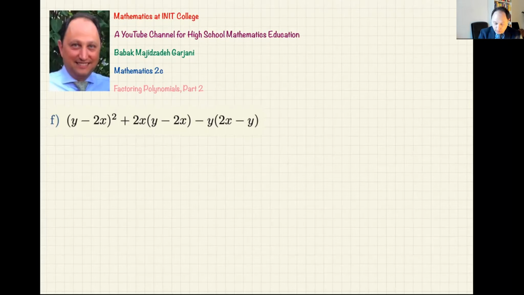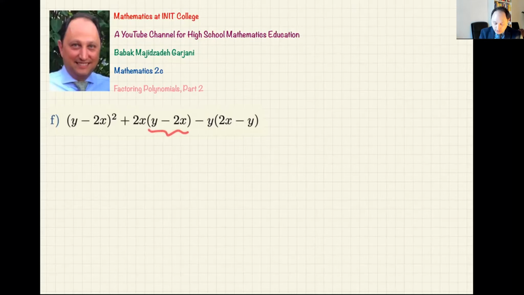The only problem that you need to be careful about in this problem is this: we see immediately that this is a product, because this is y minus 2x times y minus 2x, so that's a product. This is also a product between 2x and this factor as a whole. This is also a product. And then I want to find a common factor which is common to all of them.